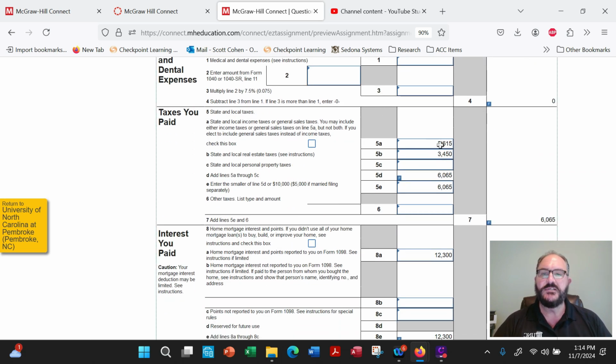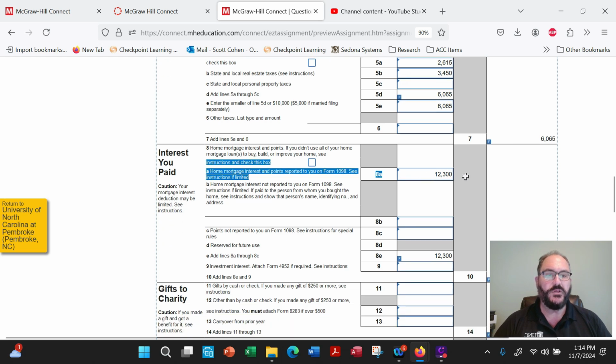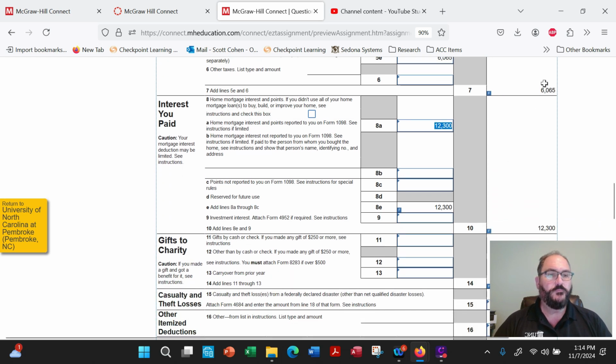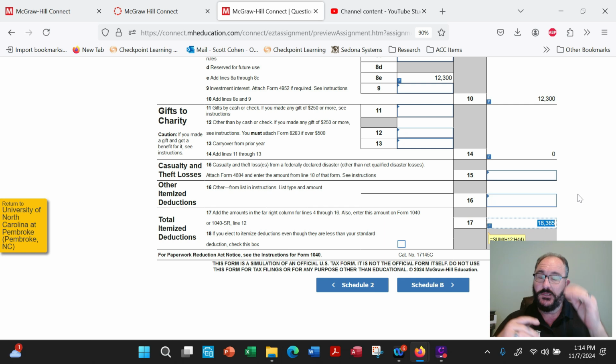State and local taxes, income taxes, she had some real estate tax. So right now she's at $6,000 and change. Then she had that mortgage interest of $12,300, okay? And these two added together come to $18,365. Well, as a single person, if I remember correctly, and I think I have it, married filing jointly for 2023 was like $27,700. So that means $13,850 for a single person. So she's definitely going to want to itemize, right?